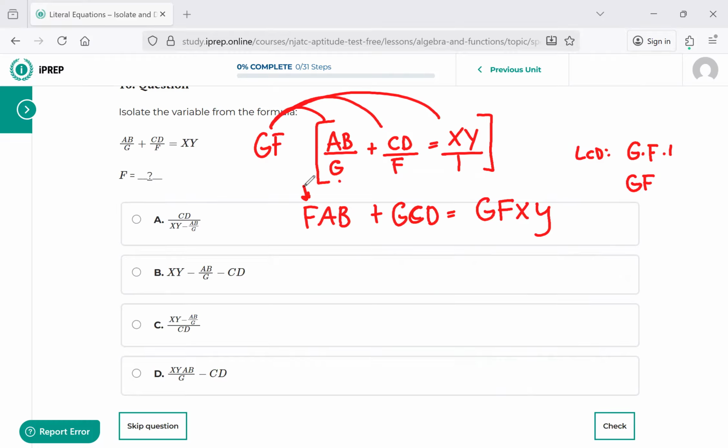Yes, I see an F here, and I see an F there. Okay, now I see my mistake. What you want to do is get all the F's on one side and anything that doesn't have an F, move it on the other side. So I'm going to move this GFXY on the left by subtracting GFXY. And then this GCD doesn't have an F, so get that on the right side by subtracting GCD.